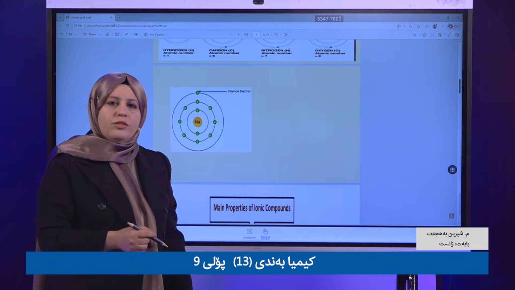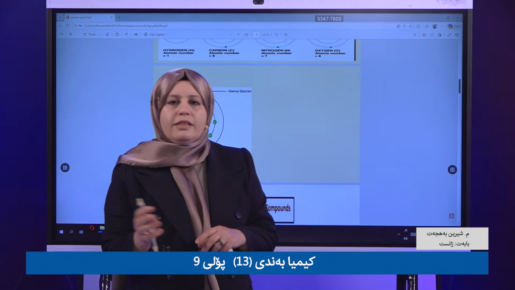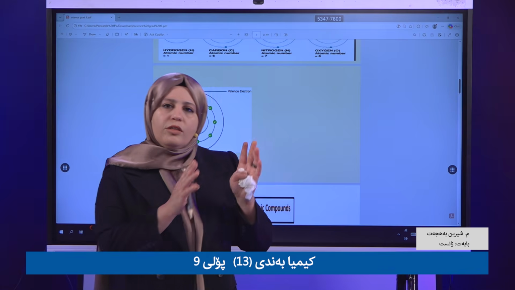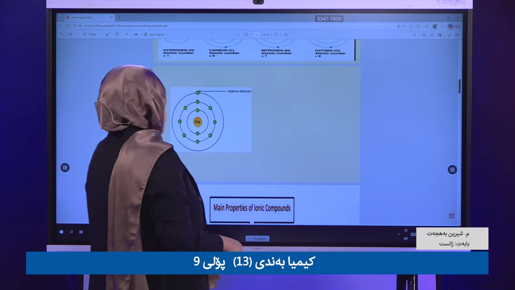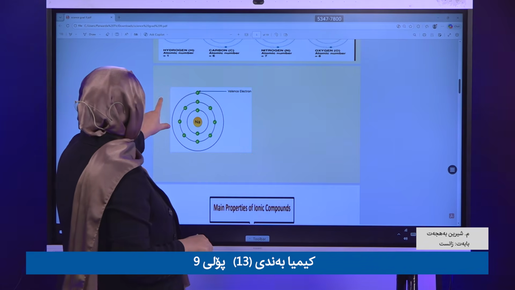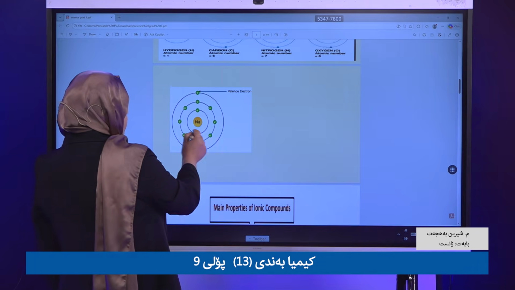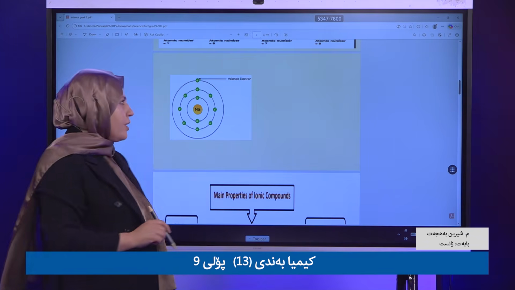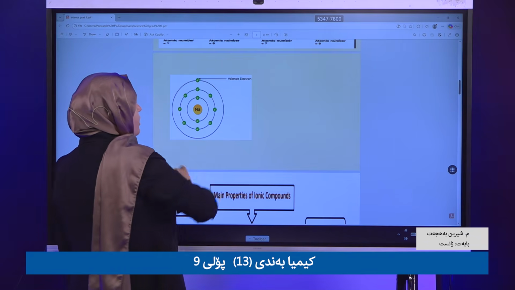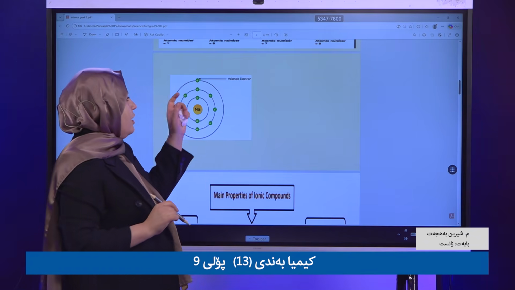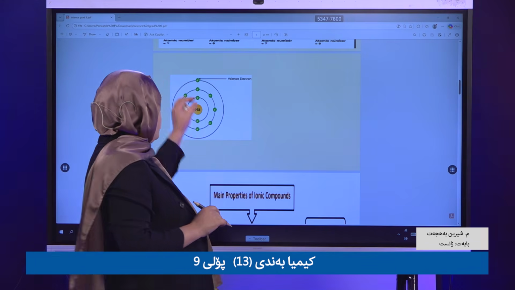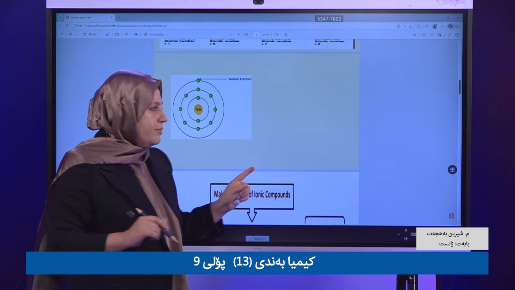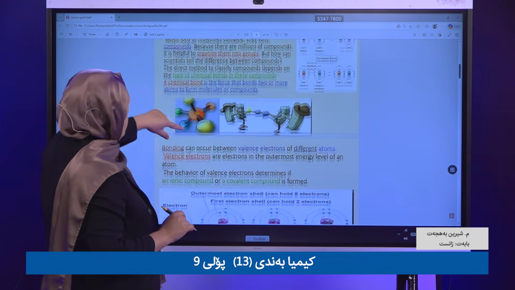So what is the valence electron? Because of valence electrons, atoms come together and form chemical bonding, which tells us whether it is an ionic compound or a covalent compound. We have Na. What is Na? Sodium. How many valence electrons does sodium have? Only one. How do we know it is a valence electron? Because we look at the last level of the atom, and that is how you know the valence electron.